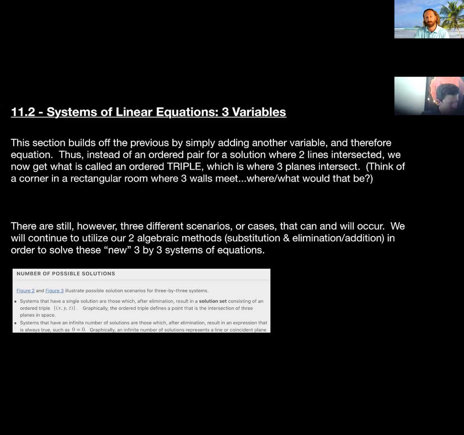Okay, and we called that an ordered pair because there was an X and a Y, and we put them in the order of the alphabet because there's two. Well, now our answer, because there's going to be three variables, is going to yield what is called an ordered triple. All right, so instead of just X comma Y, now we'll add a third variable, and you probably guessed it. Most of the time, it's going to be Z.